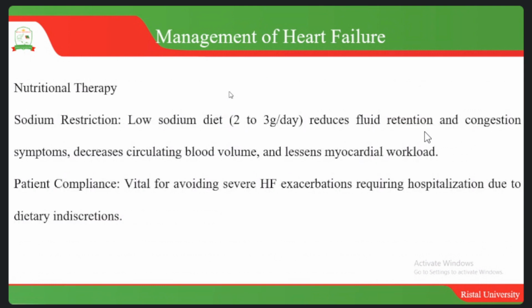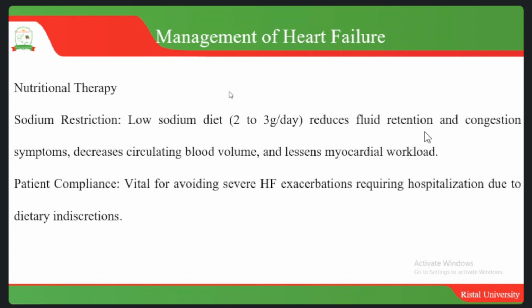In nutrition therapy, we talked about sodium restriction, which we have already talked about, so I think we cannot repeat this again. We have already mentioned that sodium causes accumulation of fluids into the interstitial tissues. So we should advise our patients to always have a low sodium diet in order to decrease the fluid retention and congestion symptoms, which will cause edema in our patients.